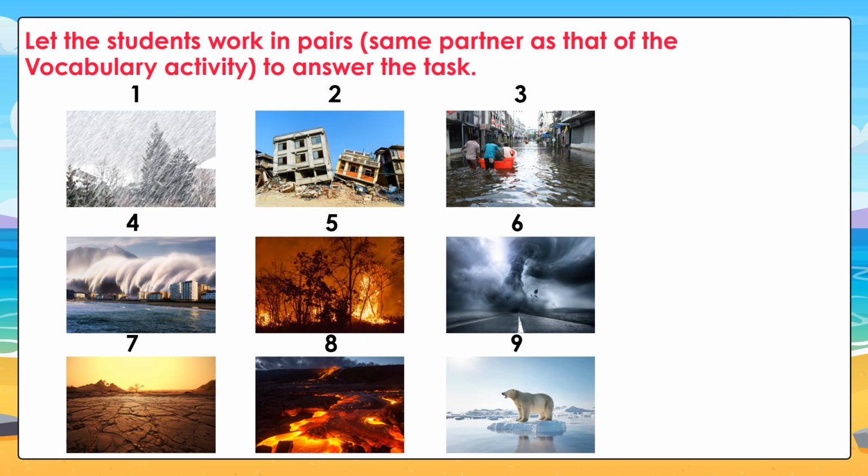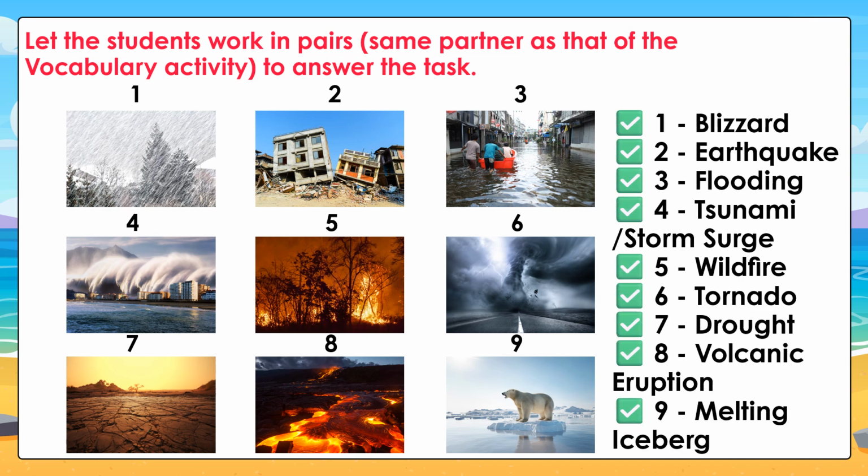Let the students work in pairs to answer the task. Let us first identify the different pictures. Number 1, blizzard. Number 2, earthquake. Number 3, flooding. Number 4, tsunami or storm surge. Number 5, wildfire. Number 6, tornado. Number 7, drought. Number 8, volcanic eruption. Number 9, melting iceberg.